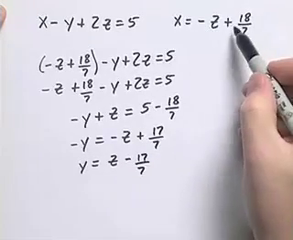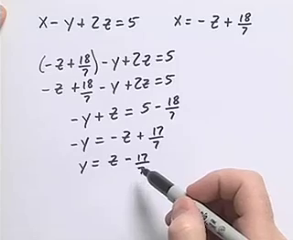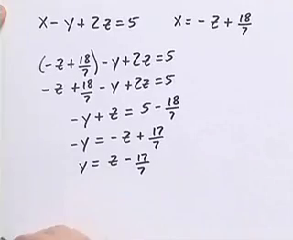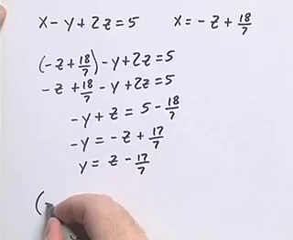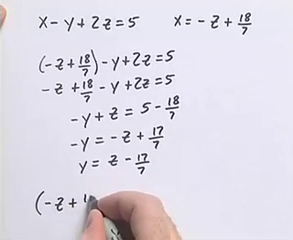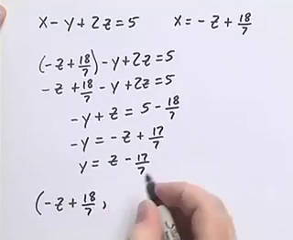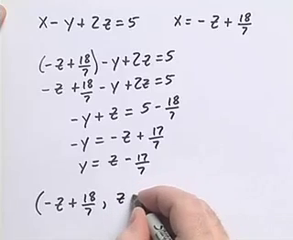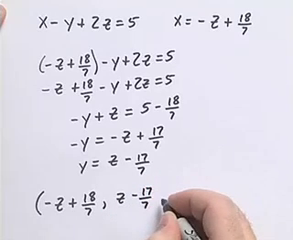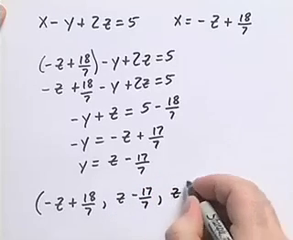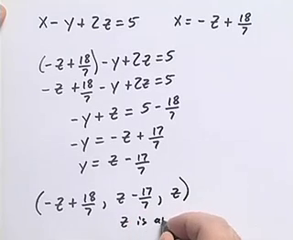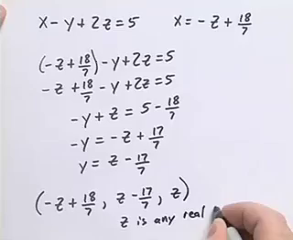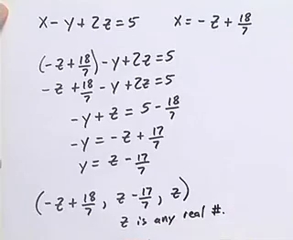So now that we've expressed x in terms of z and y in terms of z, we can write a general ordered triple as our solution. X is negative z plus 18 sevenths. Y is z minus 17 over 7. And then z is just z. We'll say z is any real number. And we have our ordered triple solution.